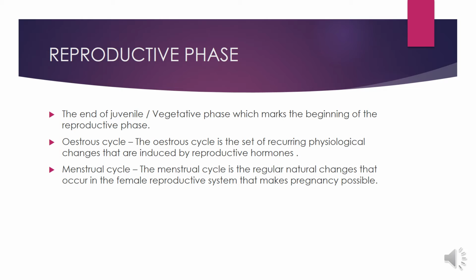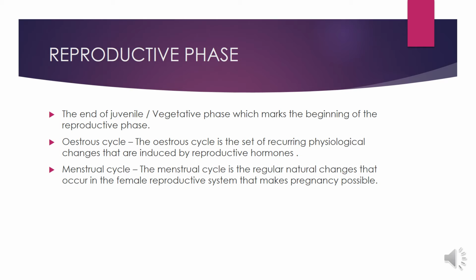Next one is the reproductive phase. It is the end of the juvenile, or we can say vegetative phase, which marks the beginning of the reproductive phase. It is a phase of an organism's life cycle in which it attains reproductive maturity and becomes able to produce gametes. In this phase, we have to study 2 different cycles. First one is the estrous cycle and second one is the menstrual cycle.